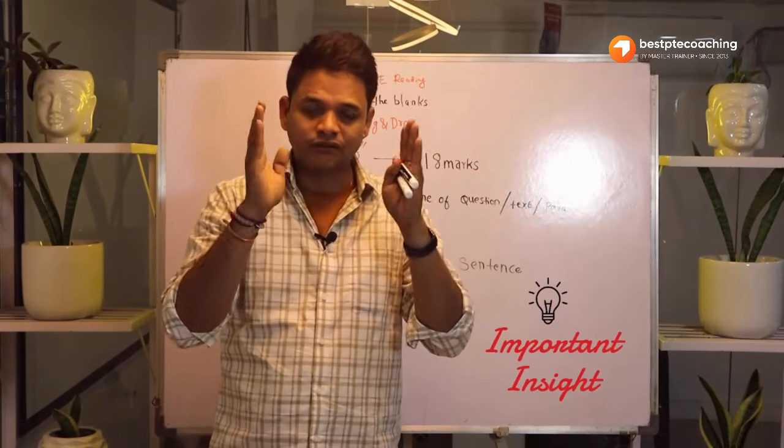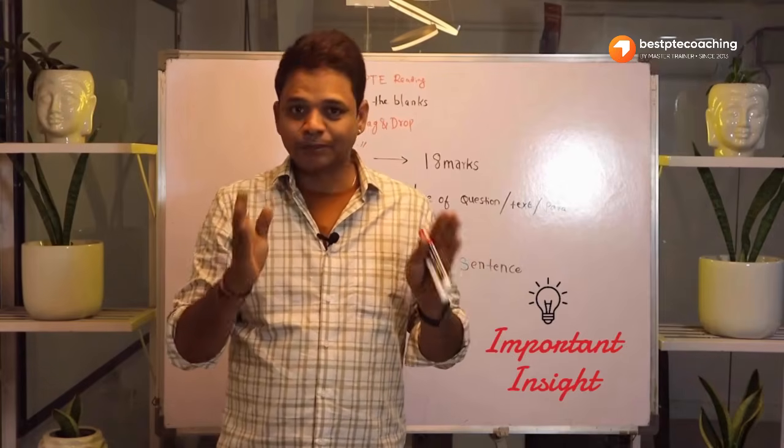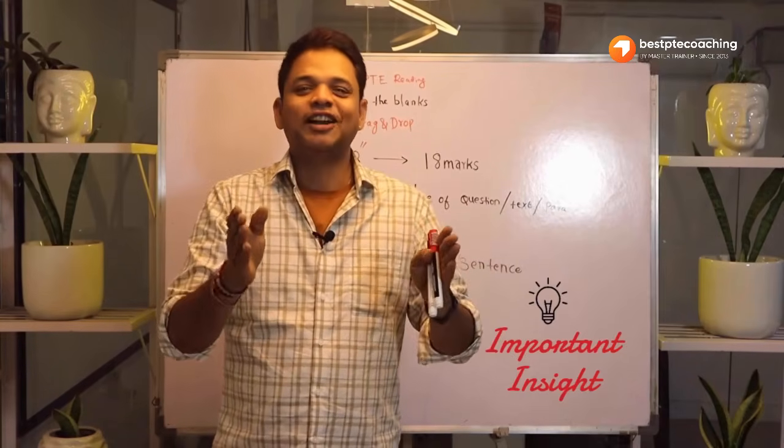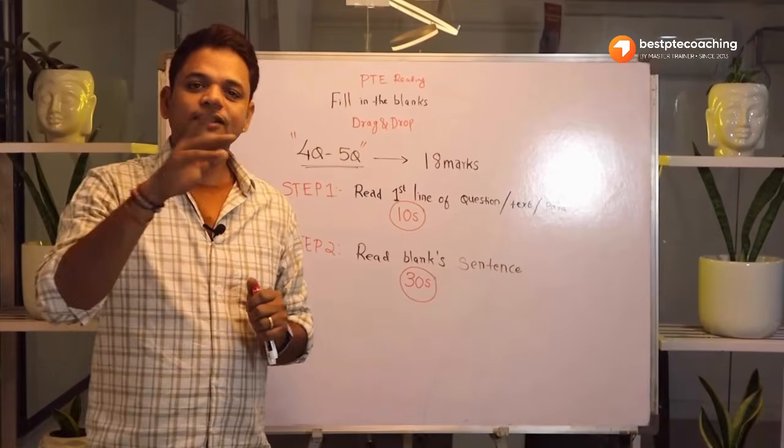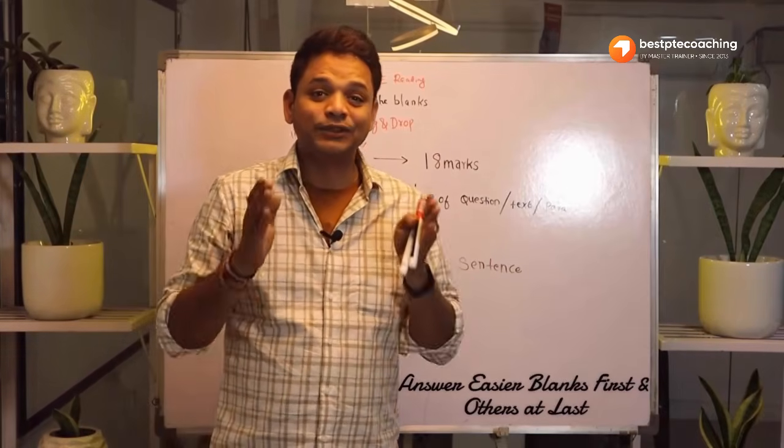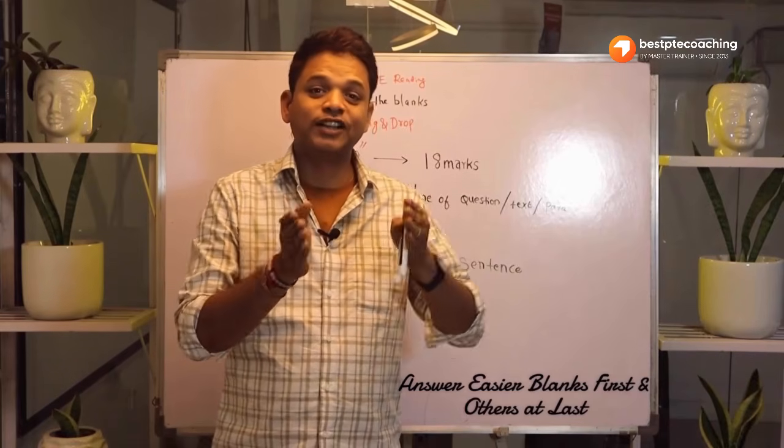You try a blank for 30 seconds. You're getting the answer, happy. You're not getting the answer, much happy. Go to the next one. So like this, you will finish the easier blanks first. You will keep the tough blanks for the last.